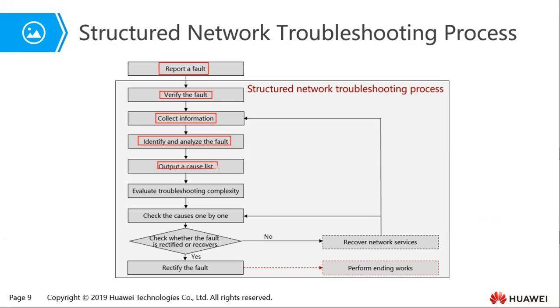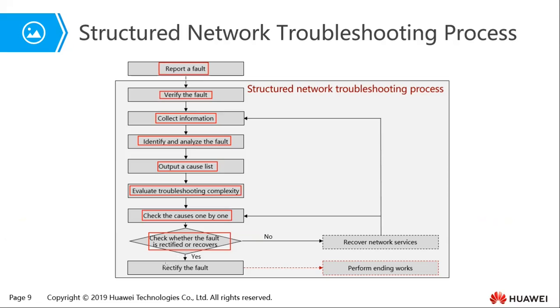Then you come up with a possible list of causes for that particular fault. Then you evaluate the troubleshooting complexity. Is it a very big problem? Is it something that is within your scope or not? Then you check the causes one by one. So you came up with a cause list and you're going to filter it and also check the causes one by one. Then check whether the fault is rectified or recovers.